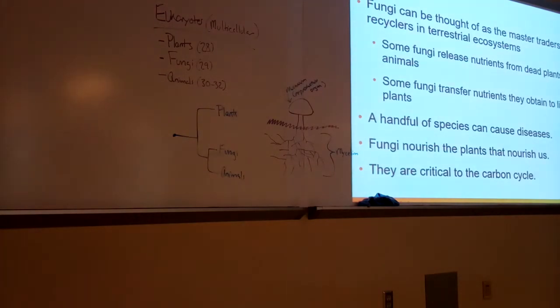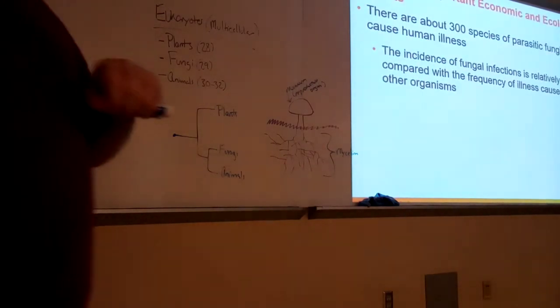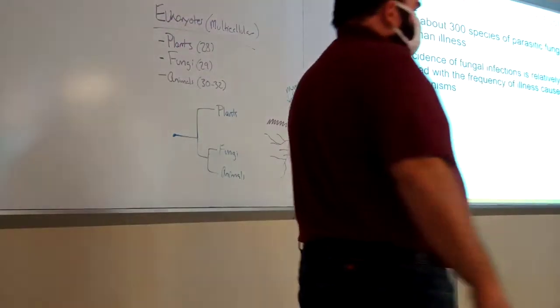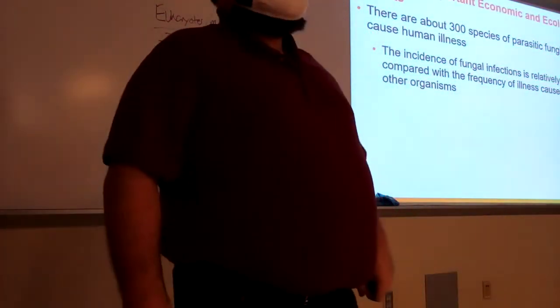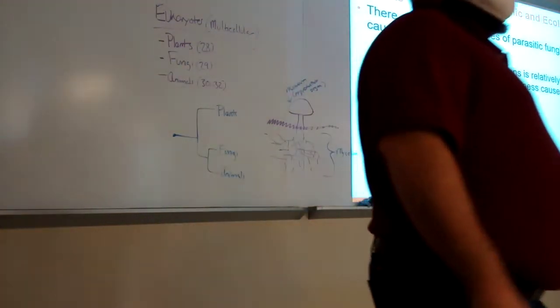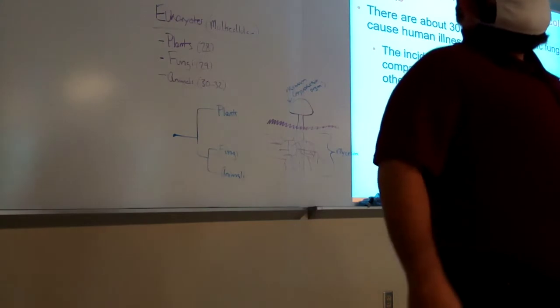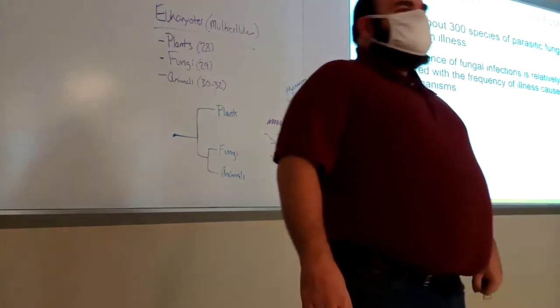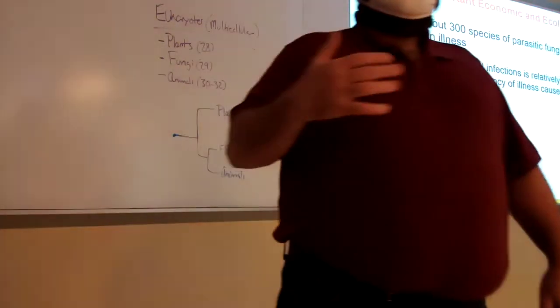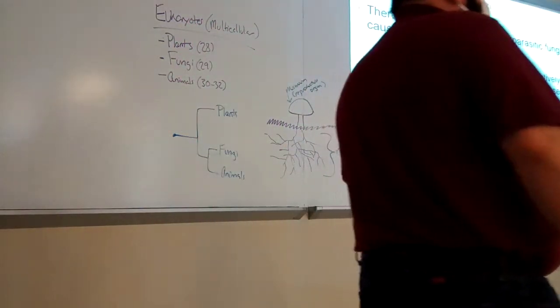Like I said, there are about 300 species of parasitic fungi that cause human illness. And this is pretty low in comparison to the diseases caused by other organisms, especially bacteria and protists, where you're looking at thousands of diseases caused by them. Fungi don't really infect people quite as much as other organisms do. Now they can. I mentioned ringworms, for example.